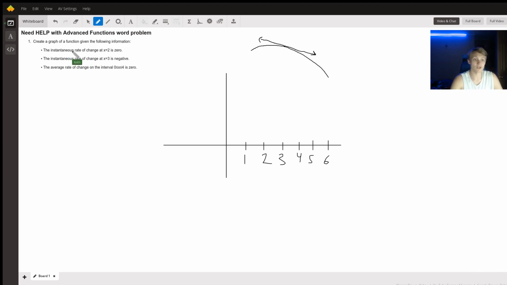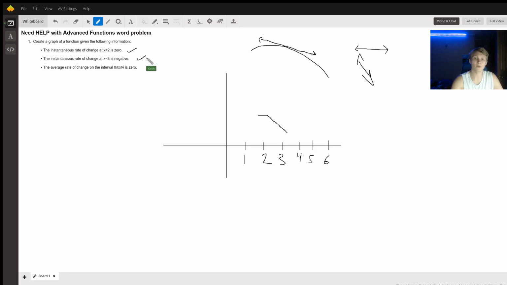So the instantaneous rate of change, or the slope at x equals 2, is 0. So we need 0 slope. We need something flat at x equals 2. So we'll just put a little flat, horizontal line there that goes through x equals 2. Now, check. We need the instantaneous rate of change at x equals 3 to be negative. So we need a negative slope, something going down at x equals 3. So we're just going to put a straight line down through x equals 3.